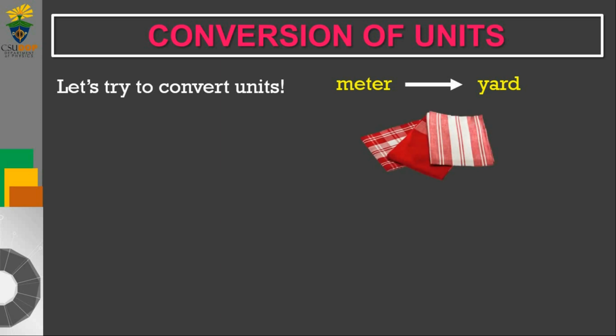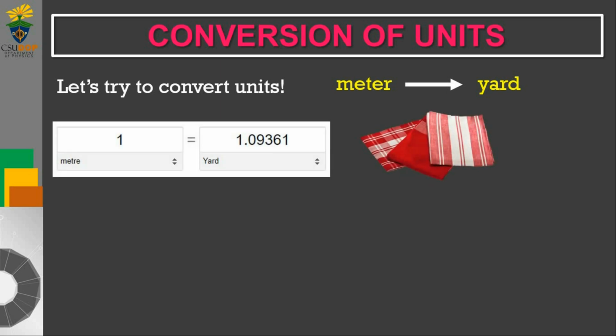First, we should know the conversion factor. We have 1 meter equal to 1.09361 yards. Next, to cancel a unit, the same unit must be in the numerator and in the denominator. When you multiply across the table, the top number will be divided by the bottom number, and the result will be the answer in the desired units.